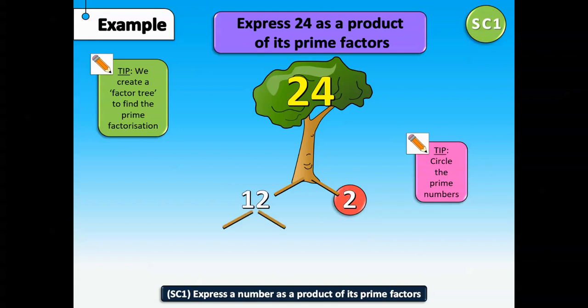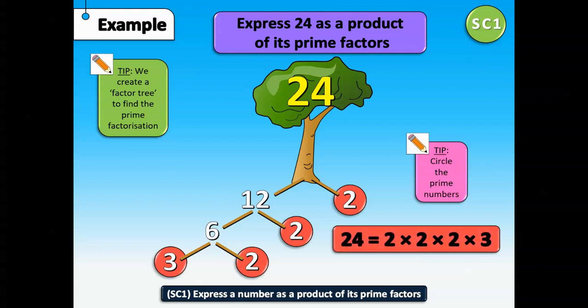Then I do 2 more branches coming off 12, and I think of 2 numbers that will times together to make 12. So 6 and 2. 2's a prime number, so I circle it, but 6 isn't a prime number, so I keep going with 6. So I think of 2 numbers that will times together to make 6, which is 3 and 2. And they're both prime numbers, so I circle those. And that's how I know I'm done.